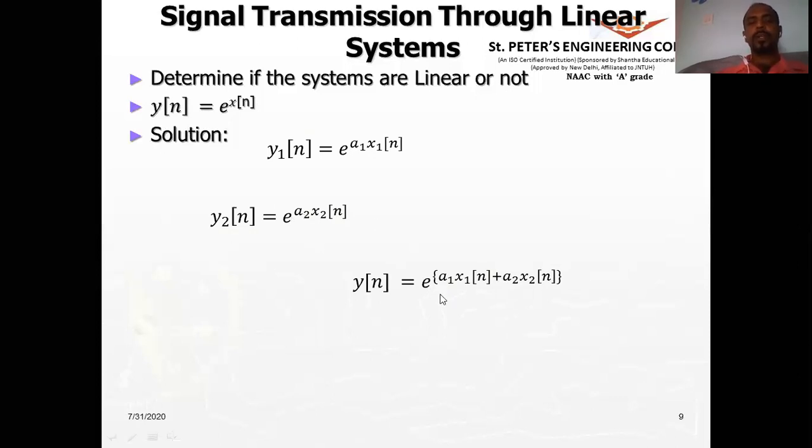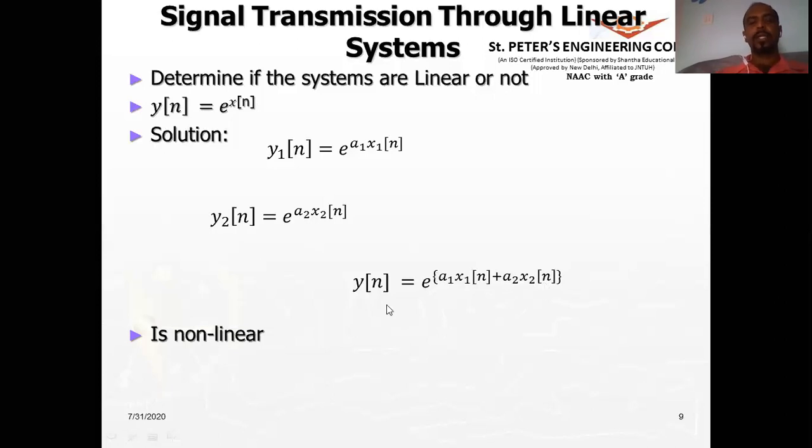Definitely not, because this can be split into e power a1 x1 of n into e power a2 x2 of n. So here it's the product of y1 of n into y2 of n, whereas here we are adding. So the total response y of n should be equal to y1 of n plus y2 of n. But here it is turning out to be y of n equals y1 of n into y2 of n. So therefore the system is not linear. As you can see from here, this is y1 of n, and e power a2 x2 of n is y2 of n. So therefore it's a product here.